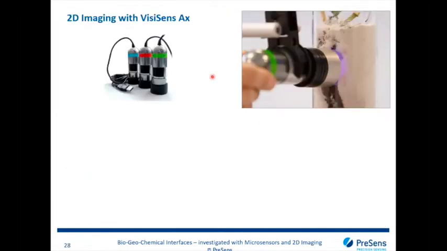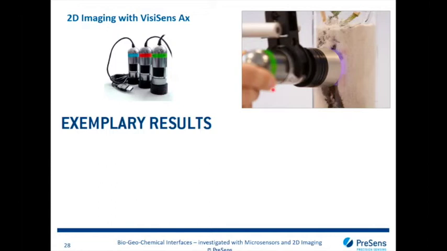So first of all, I want to start with some exemplary results that you get by our imaging systems. And here you can see again one of the imaging systems imaging a sensor foil in a small core. These are the VisiSens AX detectors. They are available for oxygen, pH and carbon dioxide, and they are USB plugged cameras, and they are used to read out the sensor foils.